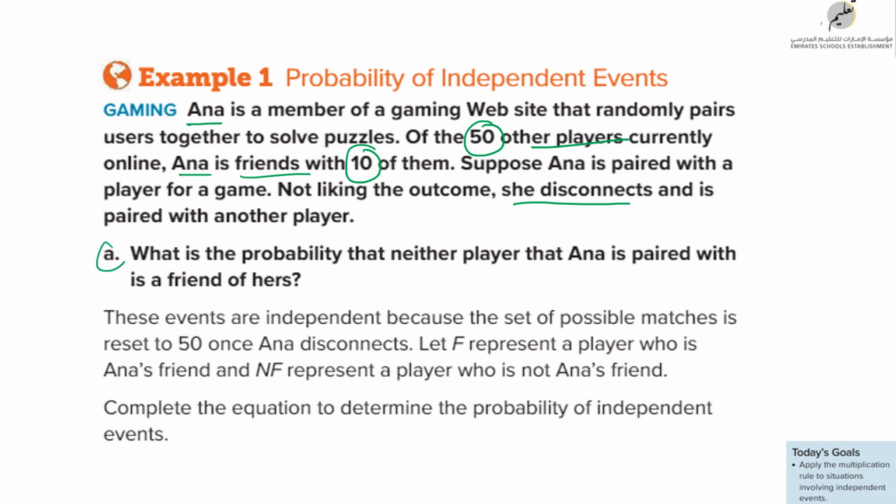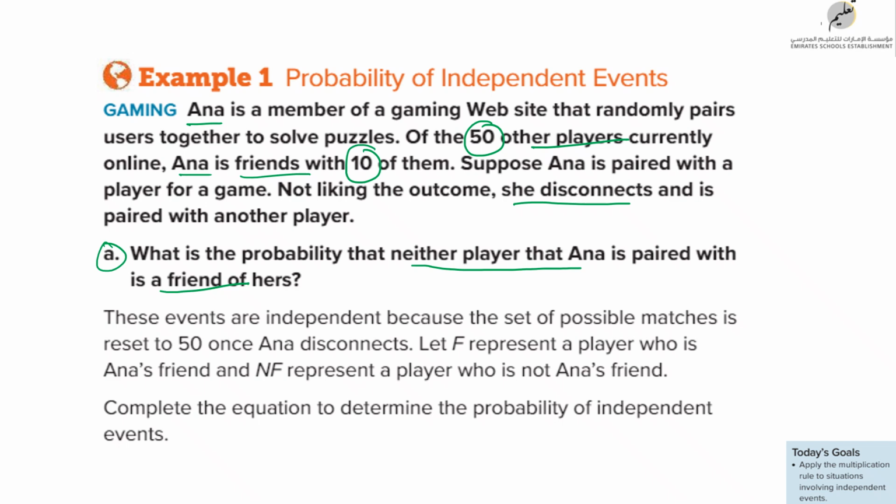Now, in part A, you need to find the probability that neither of the players that she selects, maybe she selects 2 players, the first one, and then she doesn't like because maybe she's not connected, she's not friends, then she chooses another one. But you need to find for this part the probability that both the players that she chooses are not her friend. If you read the question once more, what is the probability that neither player that Anna is paired with is a friend of hers? So that means she's paired both times with somebody she doesn't know, who she's not friends with. So that means out of this 50, she is paired with the remaining 40.